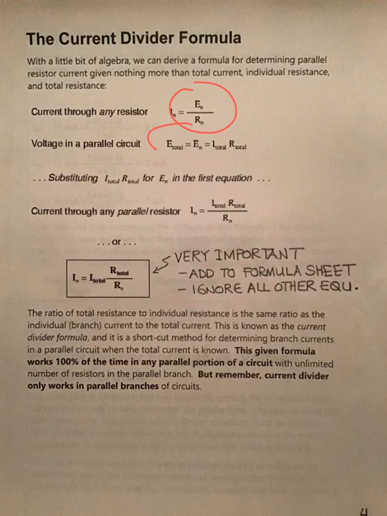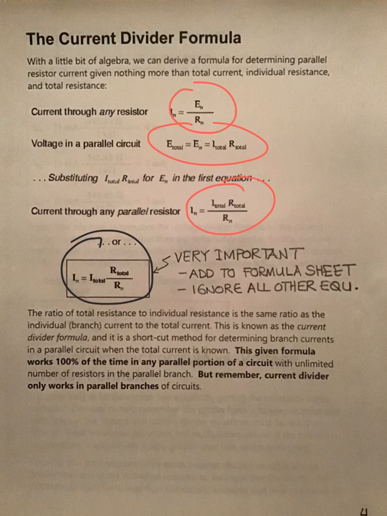This is a fact of a parallel circuit, that the voltage in a parallel circuit remains consistent. And that's where this formula called the current divider ultimately comes from. This becomes the current divider formula. Very important, very, very important. Add it to your formula sheet and ignore all other current divider equations that you may see in your book. They may work, they do work. They will confuse the hell out of you, and you will never remember them.